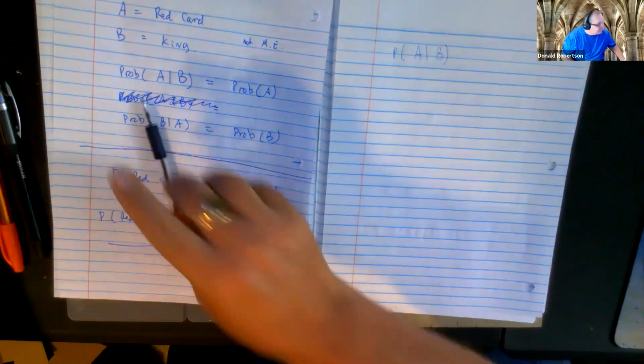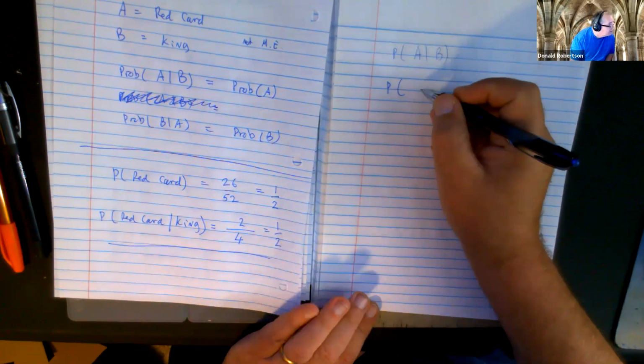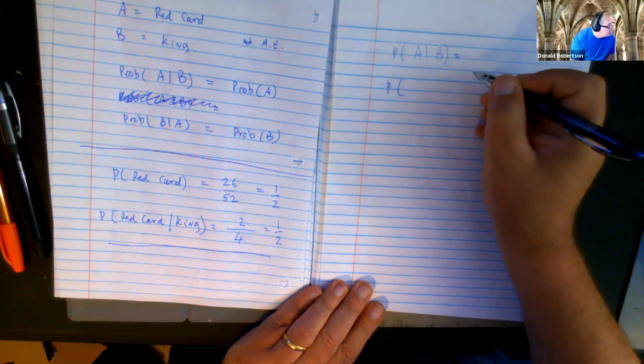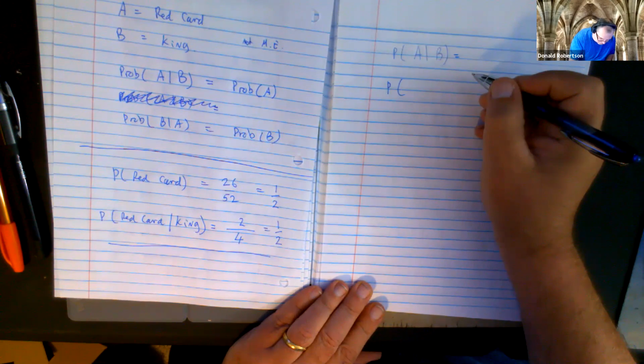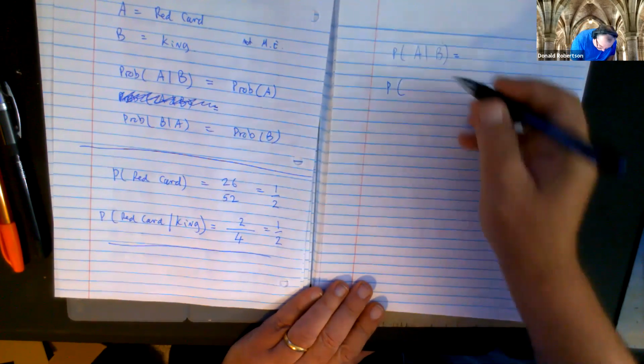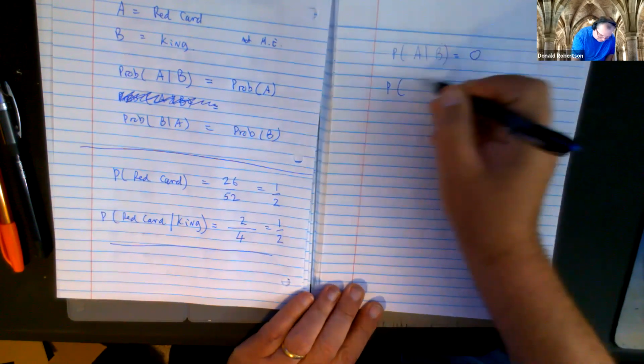It's a bad pen. So let's put the words into that. What's the probability? Well, since A and B are mutually exclusive, if I tell you B has happened, doesn't that mean there's no chance of A happening?